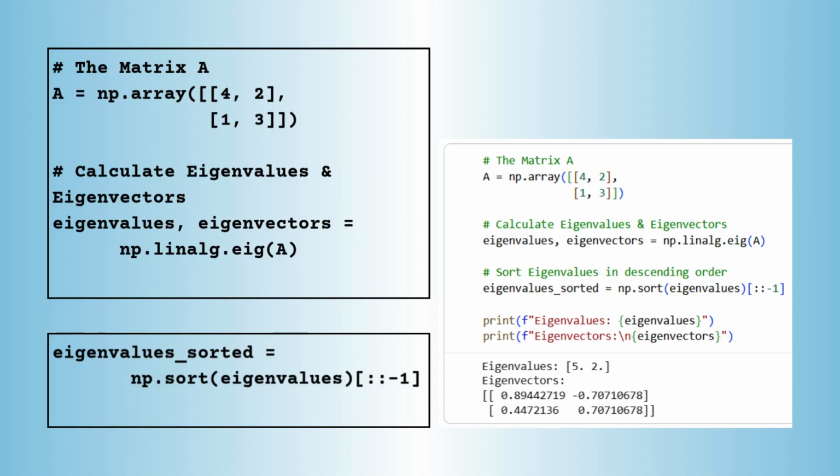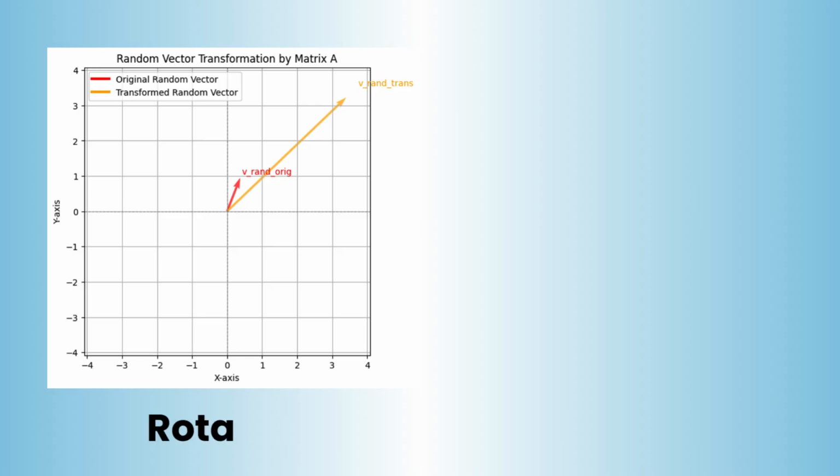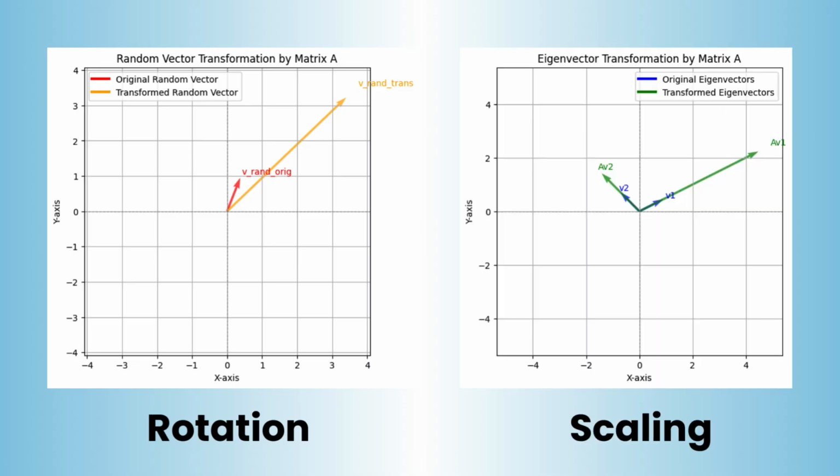Seeing the numbers is one thing. Seeing the geometry is what makes it click. Let's visualize what happens to these specific vectors when we apply matrix A. On the left, look at a random red vector. When we apply the transformation, it rotates. It gets knocked off its path. Now, look at the blue vector, our eigenvector. When we apply the transformation, it stays perfectly aligned. It just gets longer. The direction is invariant. This vector is the hidden axis of the matrix.